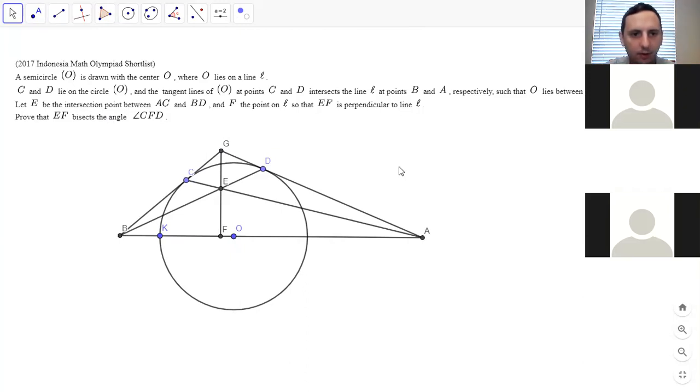So one way I was thinking, radical axis theorem. Maybe we could use Ceva. Maybe we could use Pascal's. Not sure. Maybe we could extend this to meet the circle at another point down here and then somehow use Pascal's. So GC is equal to GD. So that might help us use Ceva's theorem, okay? Wonder if there's any similar triangles, because we probably have a few right angles because it's a semicircle, right?